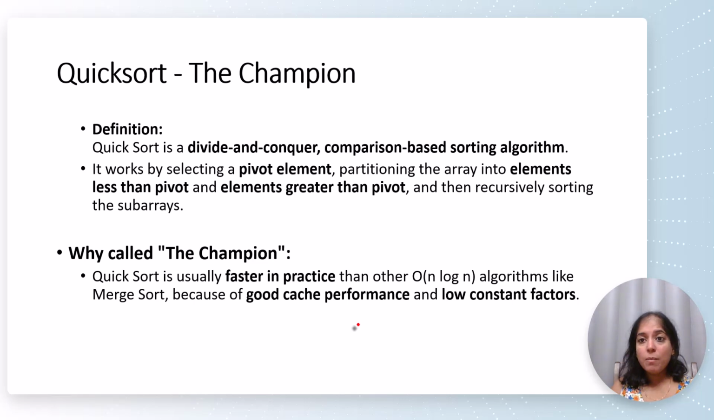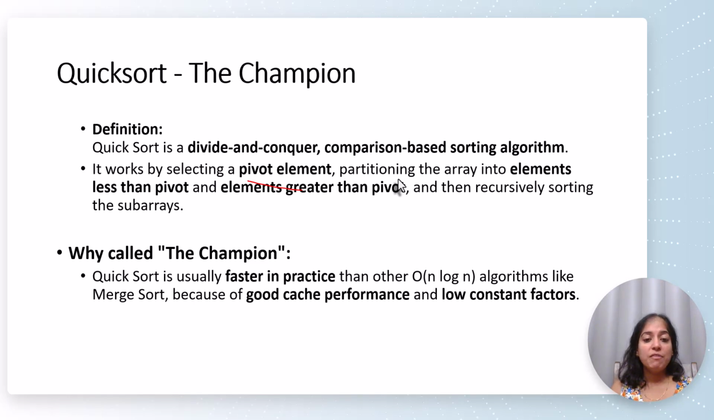Then let's talk about the quicksort algorithm. Again, it is based on divide and conquer strategy, and it is a comparison based algorithm. Divide and conquer strategy: divide your array into two halves and then perform the operation. So it is also a recursive algorithm like the merge sort. It works by selecting a pivot element from the array and partitioning your array according to the pivot element, such that all the elements which are less than the pivot should be on the left hand side and the elements which are greater than the pivot should be on the right hand side.